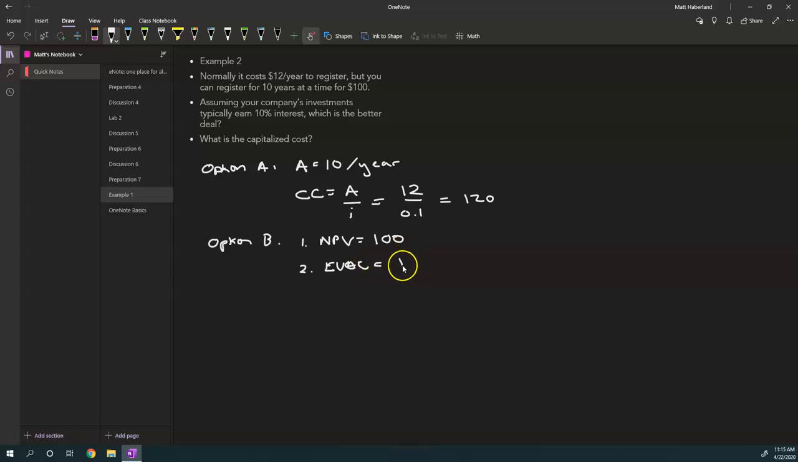The equivalent uniform annual cost is the net present value multiplied by a discount factor. The discount factor in this case is the A over P, right? For whatever the interest rate is over the period of the investment. I'm going to indicate here that it is 10%, and we're talking about a 10-year investment, N equals 10. So let's find that discount factor.